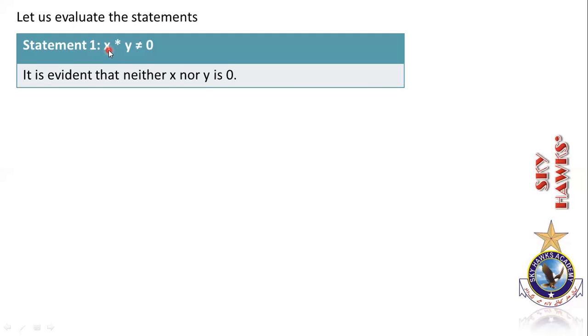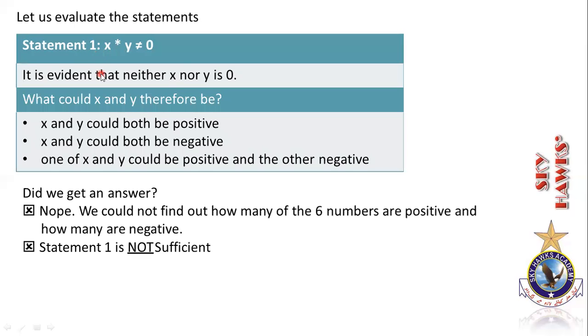So we are eliminating the case that X and Y are zero, because the chance of zero is eliminated. X cannot be zero, Y also cannot be zero, because this is the given condition that their product must not be equal to zero. That is the statement.